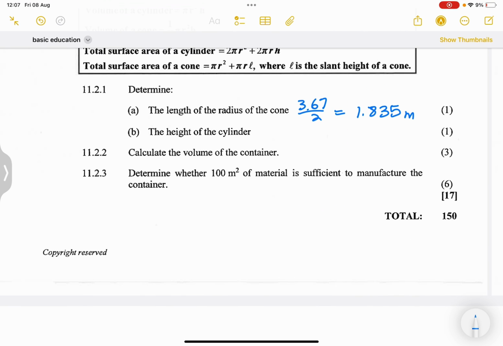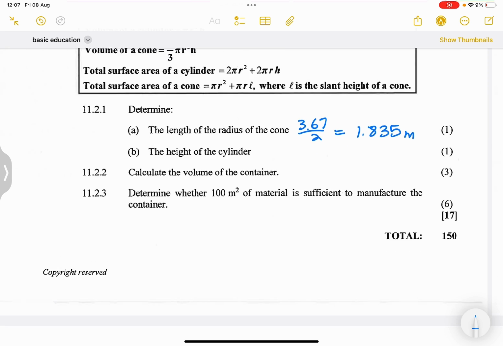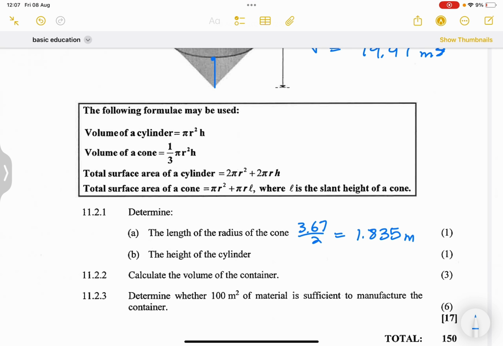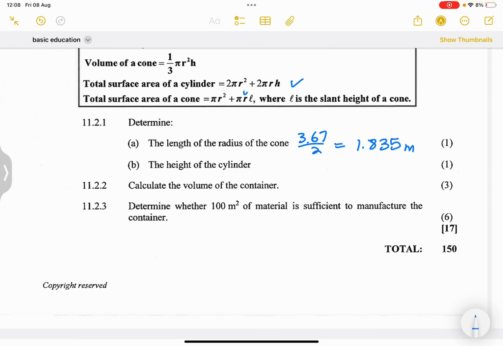Now they say to us, determine whether 100 square meters of material is sufficient to manufacture the container. So we need to now calculate the total surface area. Okay, so there we've got surface area for the cylinder, and we've got the surface area for the cone. So let's see. Firstly, let's start with the one for the cylinder. So surface area of the cylinder.